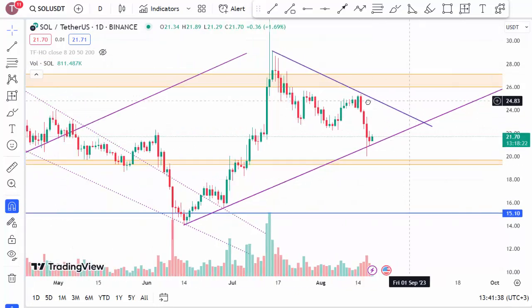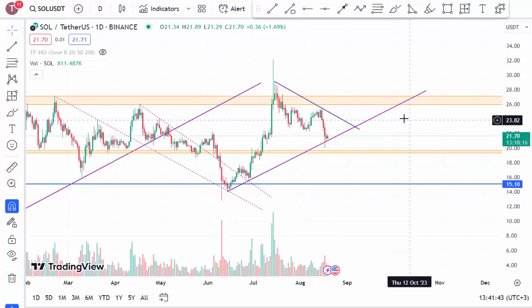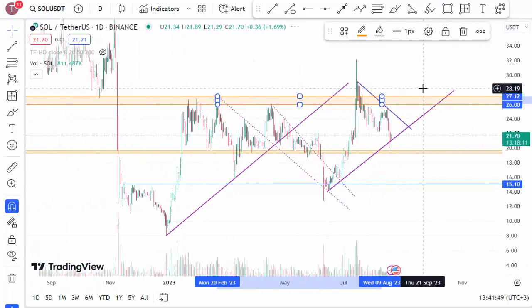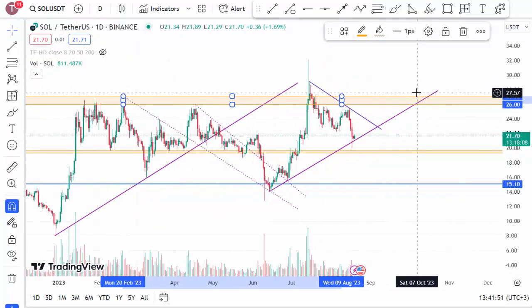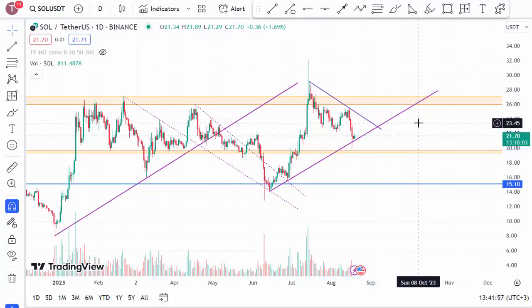We've already shared our support and resistance levels with you, which you can see on the screen. It's crucial for us that the price rises to around $26 to $27 and even stays above this region. At the same time, we'd like to see the upward trend support being broken downwards. These levels are important for us.